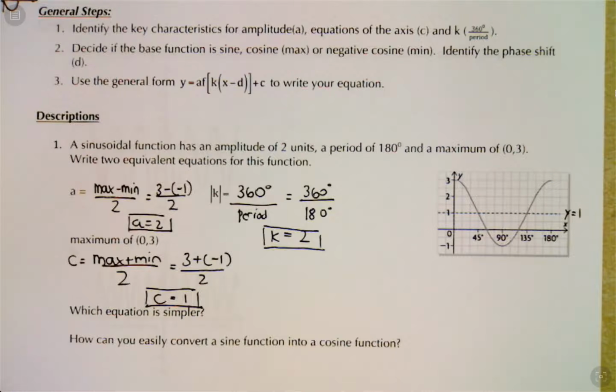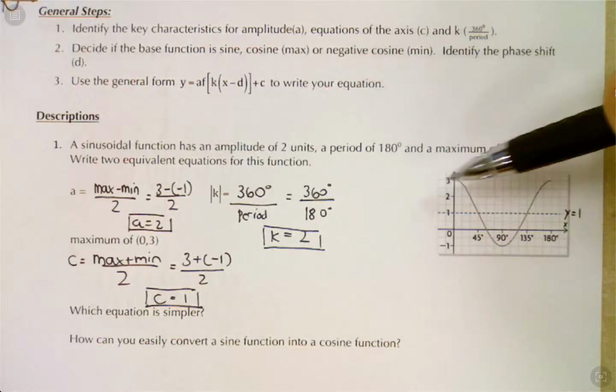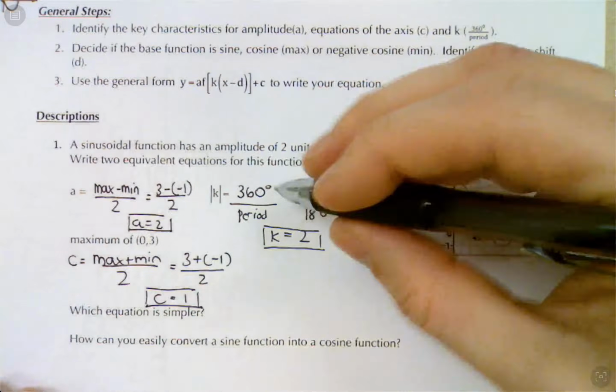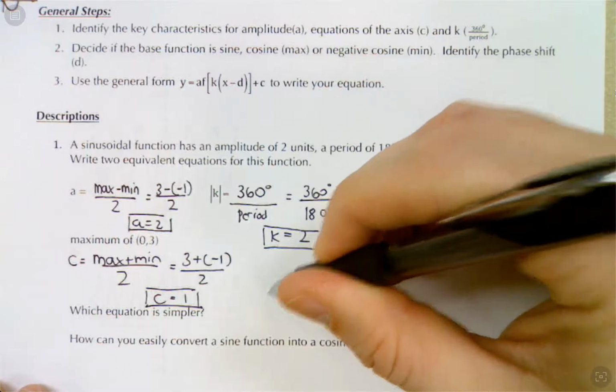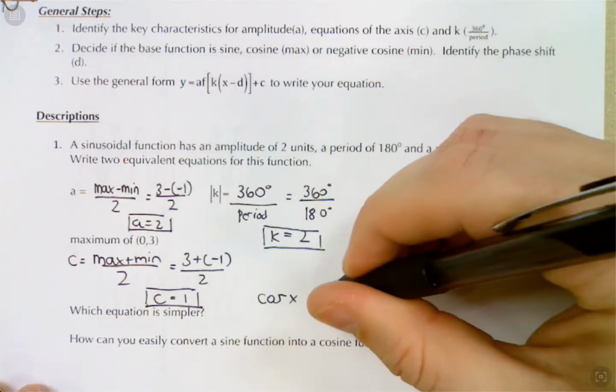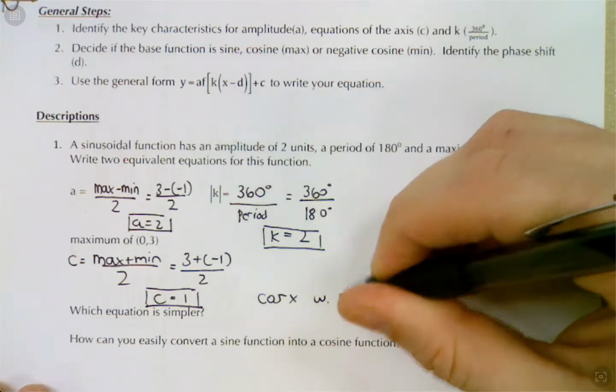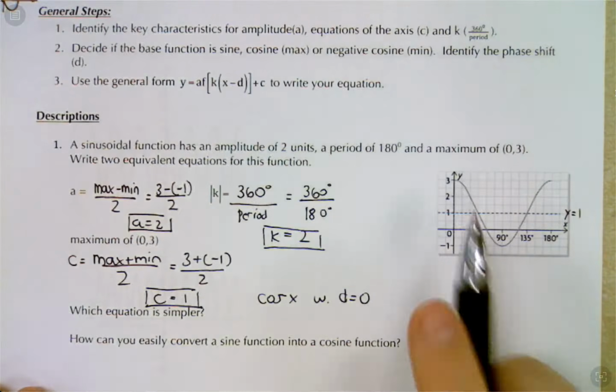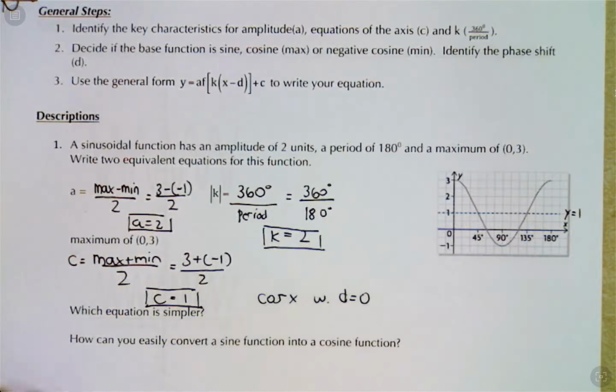Step 2 says decide if the base function is sine or cosine. So we're looking to see whether we start at a max or a min or somewhere in the middle. This graph starts at a max. Since we're starting at a max, this graph most closely resembles the cosine function. So one choice is we could choose cos x with a d value of 0 because we haven't been shifted at all. The max is there. That is the shape and starting point of a cosine graph.